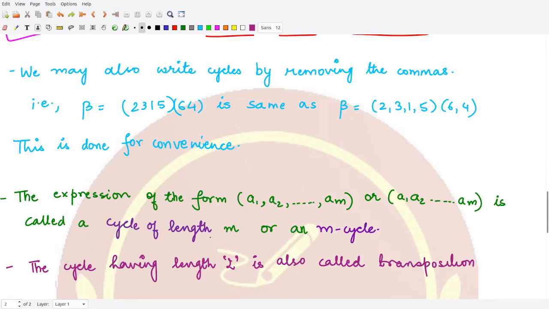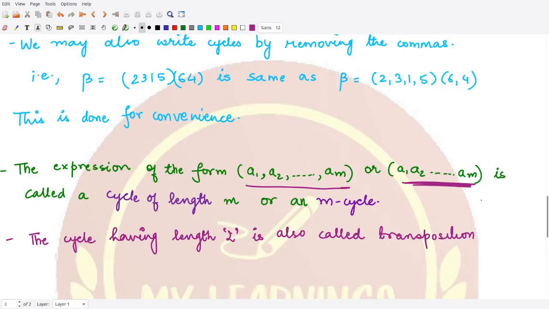Another thing is that if we have a cycle of this form, after removing commas, we have m elements with us. Therefore it is called a cycle of length m, or an m-cycle. Moreover, a cycle of length 2 is called a transposition. I hope you understood this one.